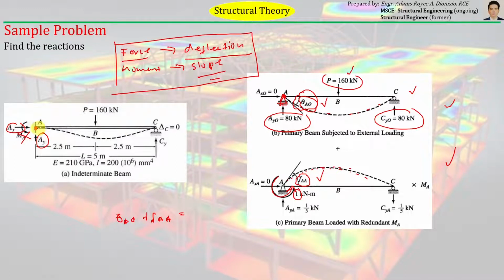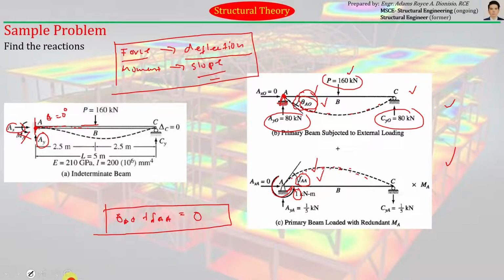So as you can see here at the original structure, the slope at point A is just equal to 0. Okay, simply because this is a fixed support, and we know that for a fixed support, the tangent at that point A is just a horizontal line. Therefore, the slope of the beam at that point will just be equal to 0, because a horizontal line has a slope of 0 degrees. Okay, so therefore, the sum of this slope and this slope must be equal to 0. So that will be your working equation.